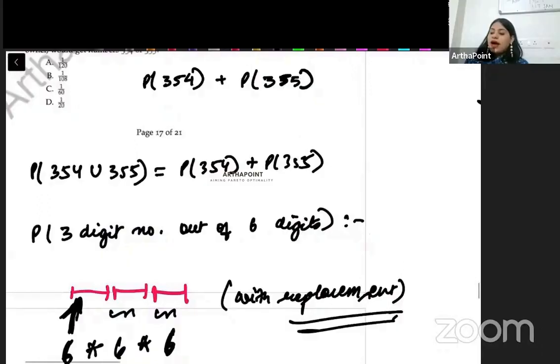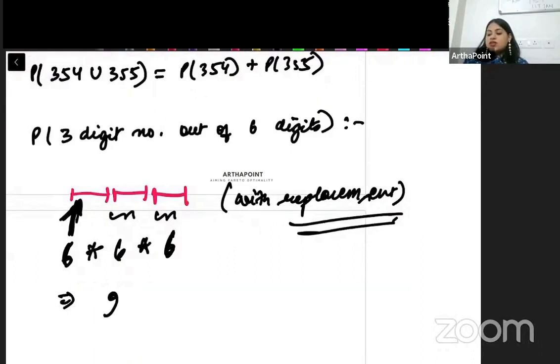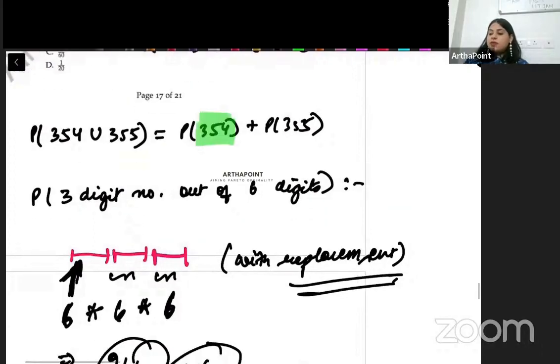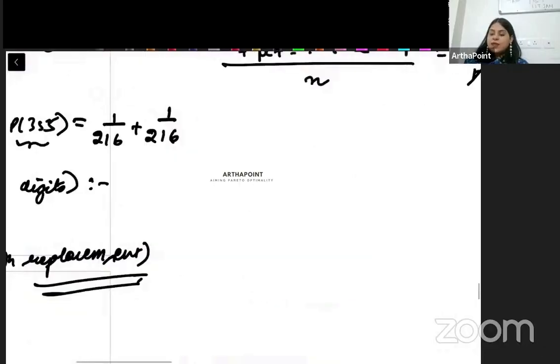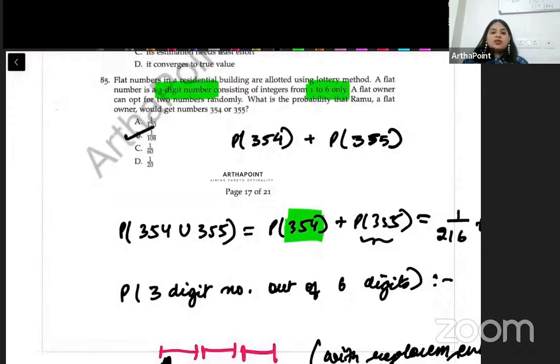So how many numbers can be formulated, beta? 216 numbers. Out of which I need a specific number, which is 354. So the probability will be 1 by 216, plus I need a specific number, 355. Its probability will be, again, just one way in which I can get that. So it is going to be 2 by 216, so 1 by 108. So the answer to this question would be B, 1 by 108. Right? Okay.